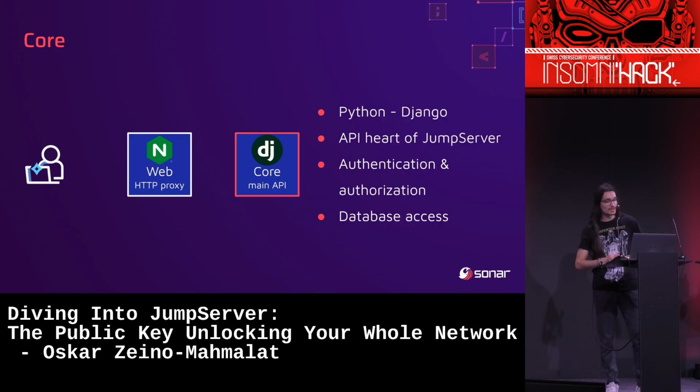So going through these, we have a main API. It's a Python Django server, a classic thing. All the authentication and authorization is happening here. And this thing also has access to the database containers, so it can check the authentication details of the users and stuff like that.